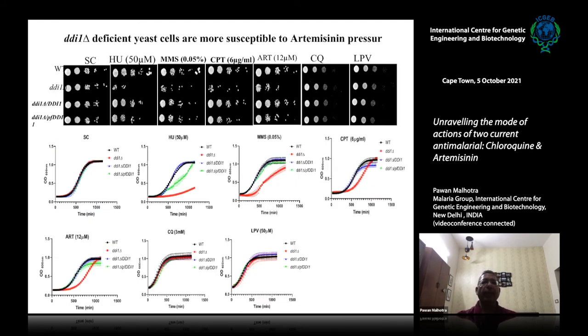Then we treated this DD1 deficient yeast with the drugs which I mentioned earlier: the DNA damage drugs hydroxyurea, MMS, camptothecin, and also artemisinin, chloroquine, and LPV. If you see this slide carefully, the yeast cell where DD1 has been knocked out is very sensitive to artemisinin. It means there is a link between DD1 function and artemisinin effects. While chloroquine and lopinavir were not able to, there was no change in the sensitivity towards these drugs in the DD1 knockdown yeast.